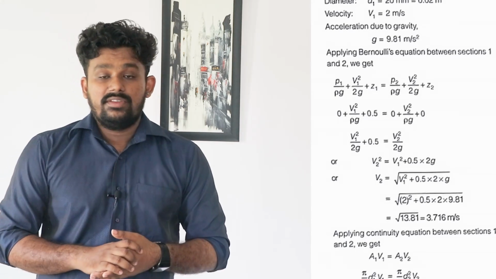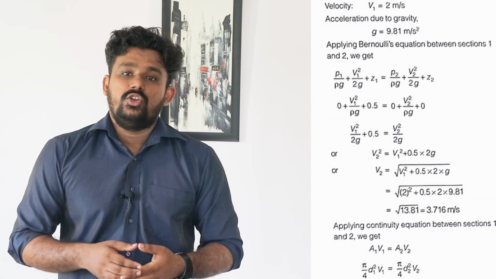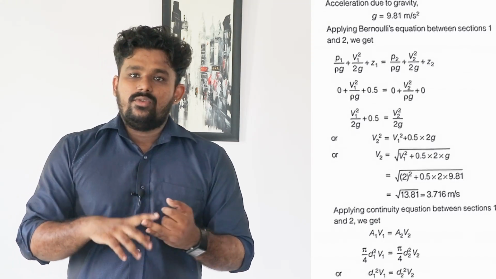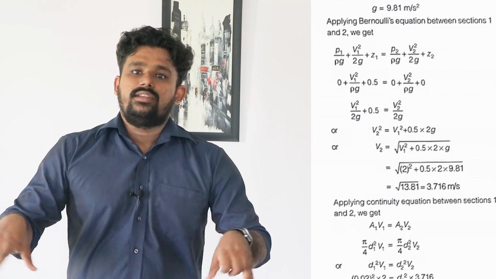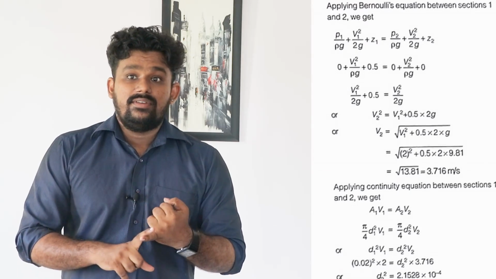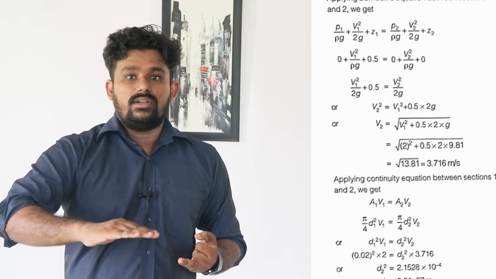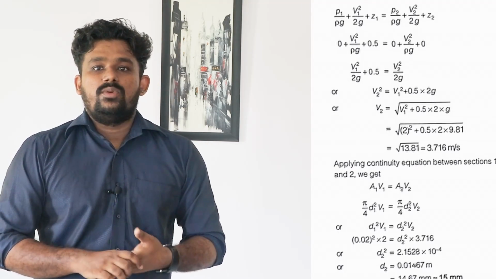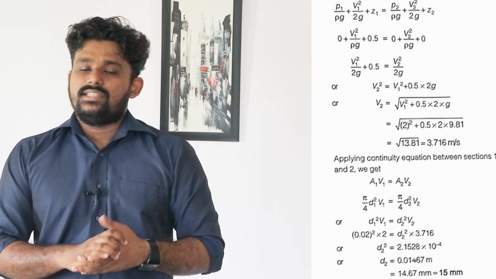P1 by rho g plus V1 square by 2g plus Z1 equal to P2 by rho g plus V2 square by 2g plus Z2. Here P1 and P2 we can neglect, taking both as the same atmospheric pressure. Z1 is given as 0.5, Z2 is 0, the datum is 0. V1 velocity is given. So on putting the values we will get the velocity as 3.716 meter per second.